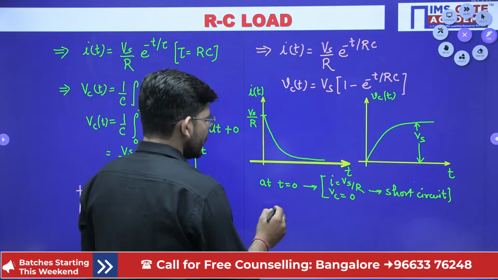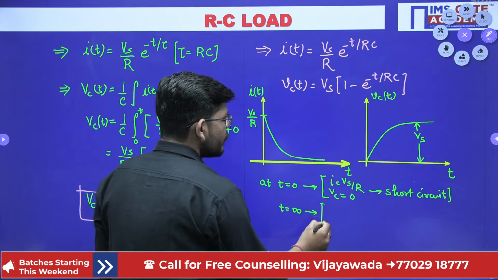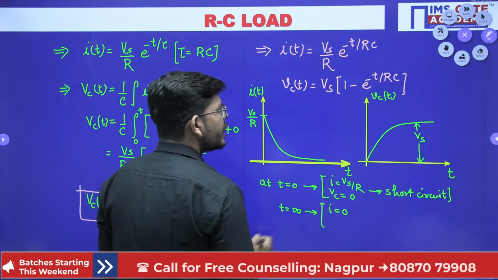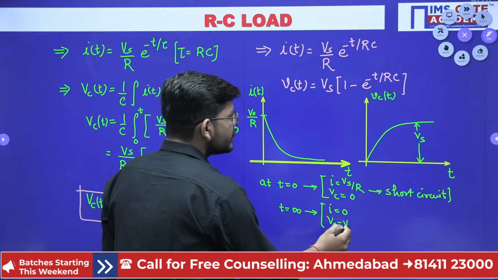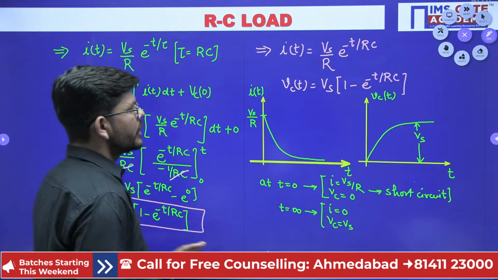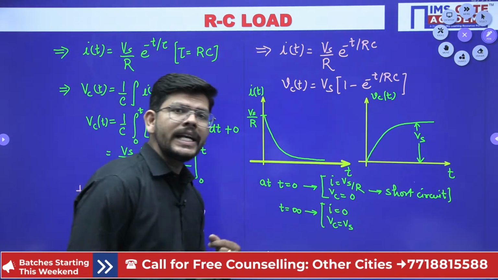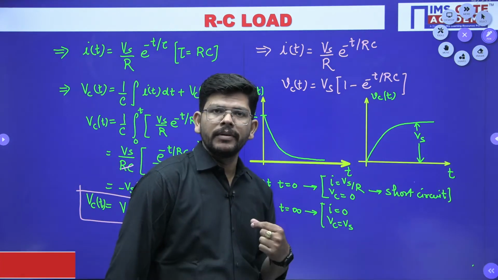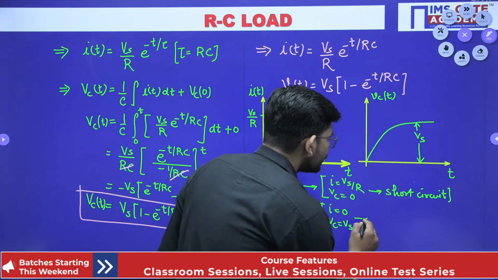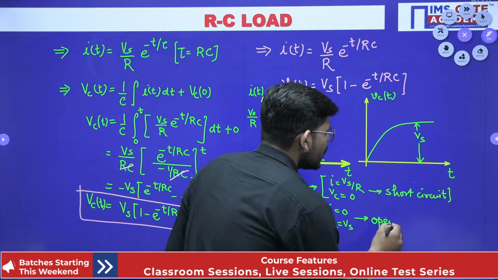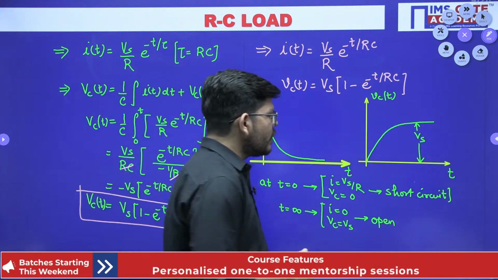And finally what is happening? At t equals to infinity, my current becomes almost 0 and the voltage is exactly equal to the supply voltage. Whatever the maximum supply voltage is, we get that across the capacitor. So the current is 0 and the voltage is maximum. This is a condition of open circuit. So finally, after switching on the circuit, my capacitor will become an open circuit.